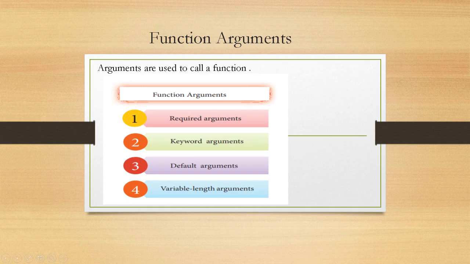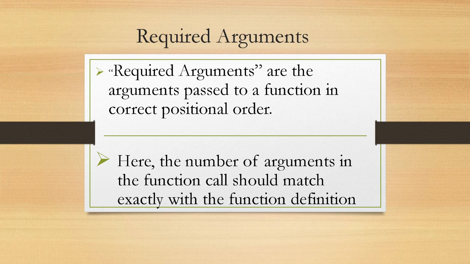And we have four types of function arguments: required arguments, keyword arguments, default arguments, and variable length arguments. We are going to discuss all these four with an example. First one is the required arguments. What do you mean by required arguments?